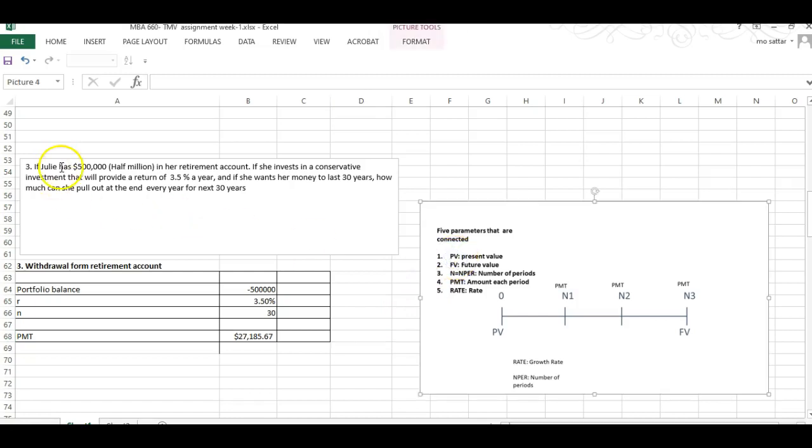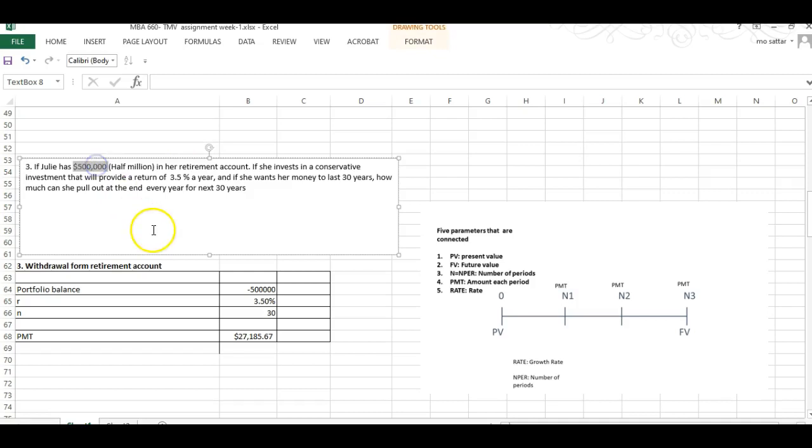What is the present value? Present value is 500,000 because that's what she has. Future value, in this case, does not apply, so we will not worry about it. Number of years she wants to be able to have that money last is 30 years, so NPER will be 30. How much money will she get every period is what we are going to calculate, and the rate that money is invested at is 3.5%. So R is 3.5%, PMT we're going to calculate, NPER is 30 years. There is no future value because by the time she is done, her money will end up with zero, and she's starting with $500,000. So here we are going to solve for PMT, which is the amount of money she will get every year.